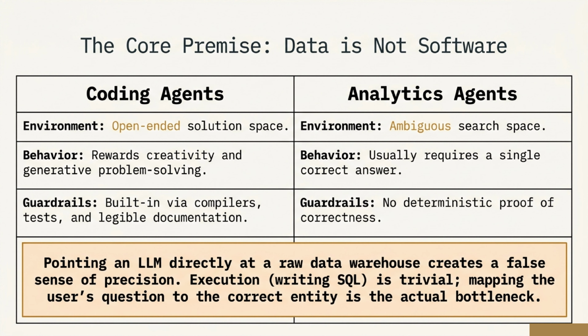Let's start with our core premise: data is not software. When we talk about coding agents, they operate in an open-ended solution space where creativity is rewarded, and guardrails like compilers and tests are built right in. Analytics agents, however, are a totally different beast. They navigate a highly ambiguous search space where there is usually only one single correct answer, and unfortunately, there's no deterministic way to prove that correctness.